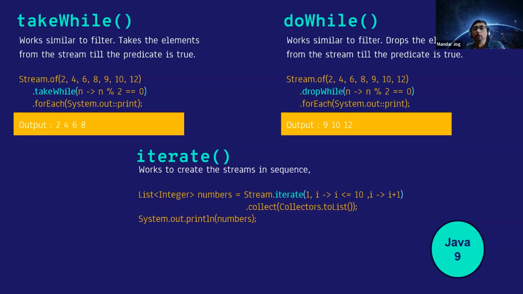So the iterate method is something which generates the stream in sequence. If you see this, it says Stream.iterate, and I'm going to start from 1, reach up to 10, and then have an increment operator, which is i equal to i plus 1. So I have the initial value, the final condition, which is a predicate, and how you want to increment inside iterate. Whatever stream is generated out of that, you need to collect it, and there is Collectors.toList which you can use, and then you can print it.